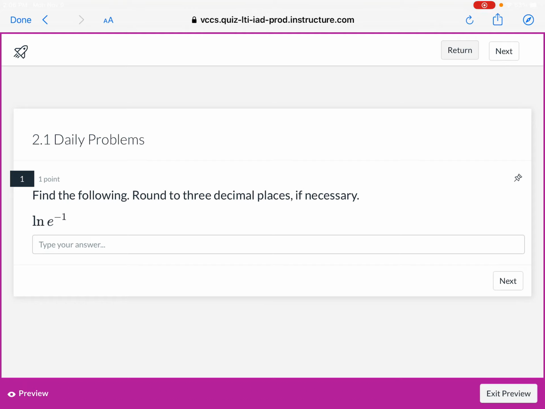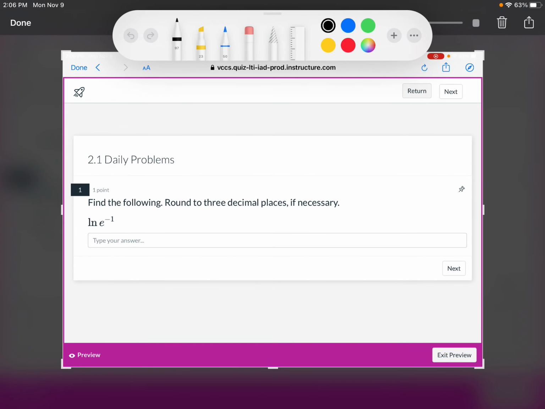All right, this one, we're taking the natural log of e to the negative first power. I wish I could write on this, because you know how I sometimes, not all the time, overcomplicate things. So when we have the natural log of e to the negative first power, we can bring this -1 down, right? So we'll have -1 times the natural log of e. But natural log of e is just 1, so our answer is -1 times 1, so just -1.